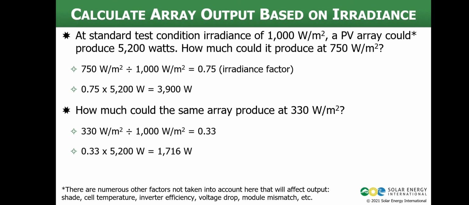And I will say that irradiance has the largest impact on array performance. So if you're on a site and need to do a down and dirty estimate to see if your array is producing what it should be, you can measure the irradiance using an irradiance meter, divide that by 1,000 to get your irradiance factor, and then multiply that by the size of the array, and you'll get an approximate output. It's not going to be exact, but it will give you at least an idea of whether the array is producing close to what it should be.